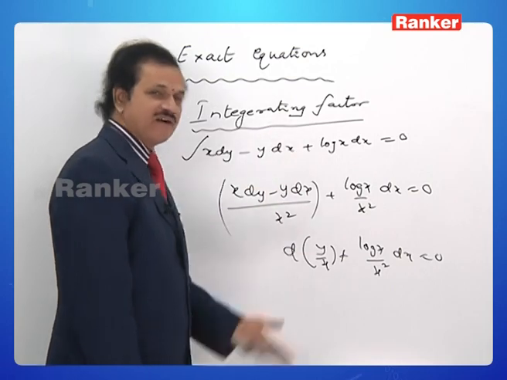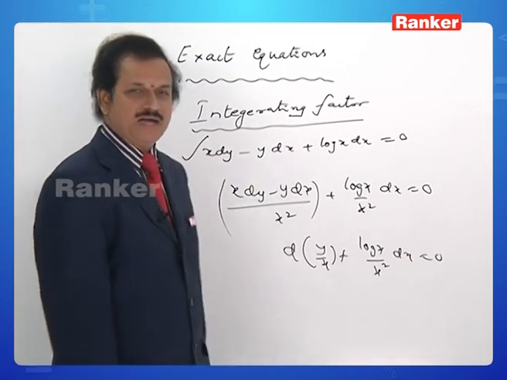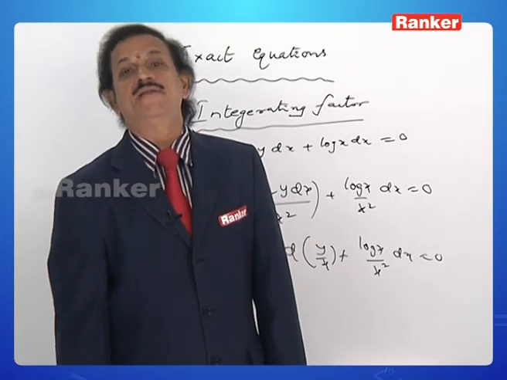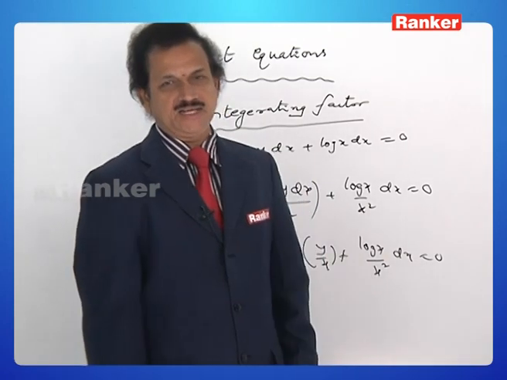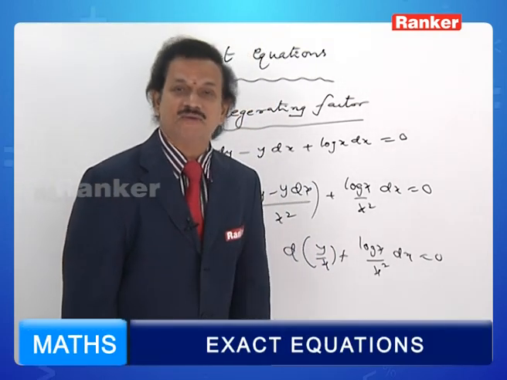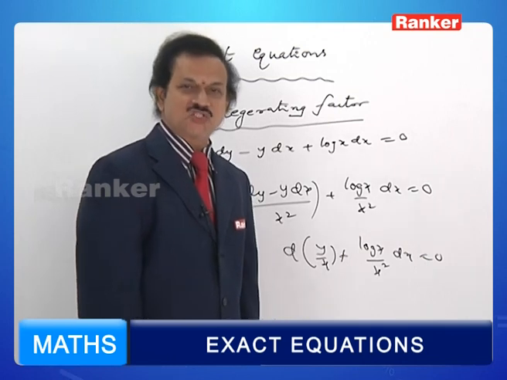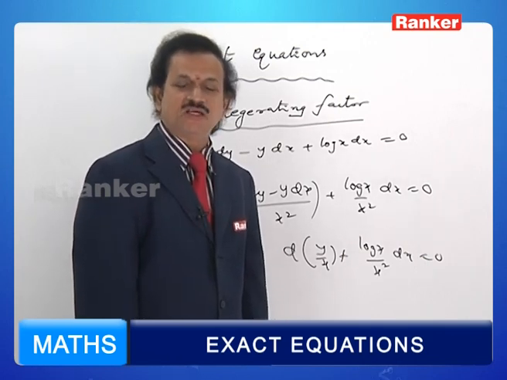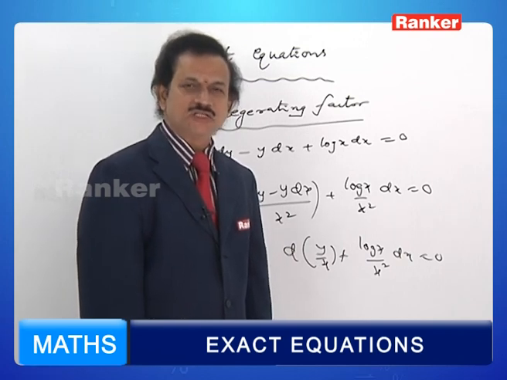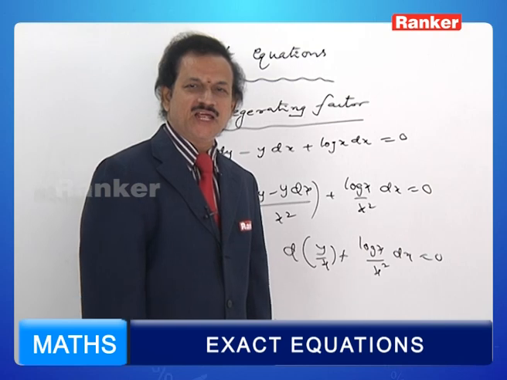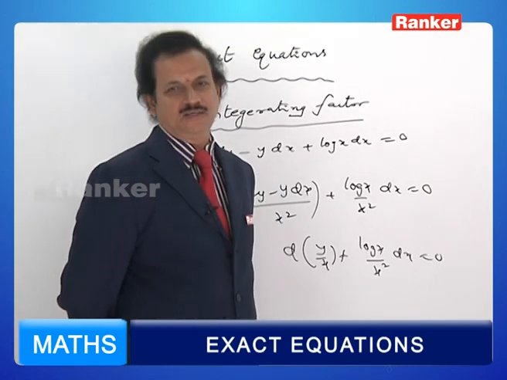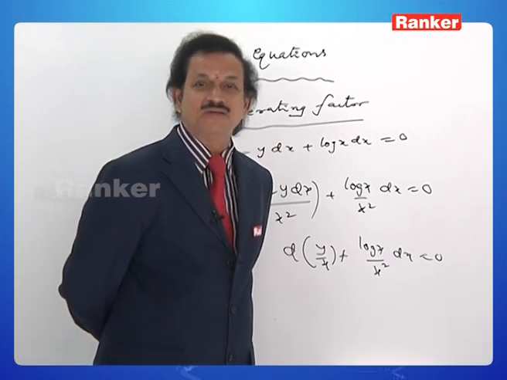In the beginning it is not exact, but of course by multiplying that equation entirely with 1/x², that is observed to be exact. Here, what is the integrating factor? We have used 1/x². In short, the function or the factor with which we multiply a non-exact equation to make it exact can be called the integrating factor.